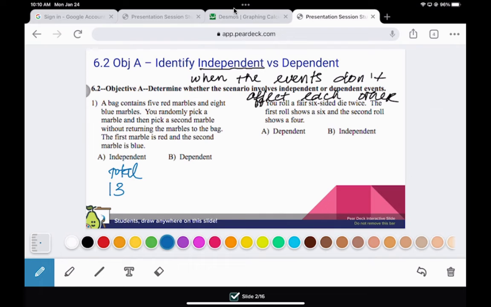So once you have the total, what you do is you take out one, and then you don't return it. If you don't return it, what happens to your new total? You took out a marble, you don't put it back. Yes, it's going to be down to 12. So your total changes from 13 down to 12. When the total changes, it is a dependent event.